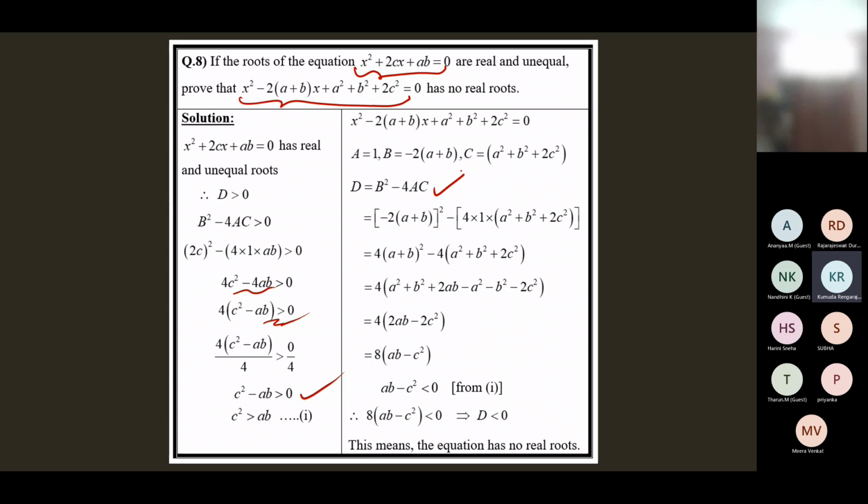So you'll have to find D, B square minus 4AC, so substitute the values. You get minus 2 into minus 2 is 4. Then I've taken out 4 common. It's an expression, not an equation, so you cannot divide by 4 throughout. Then certain terms get cancelled. A square minus A square, B square minus B square get cancelled. 2AB minus 2C square we have. Take out 2 common again.